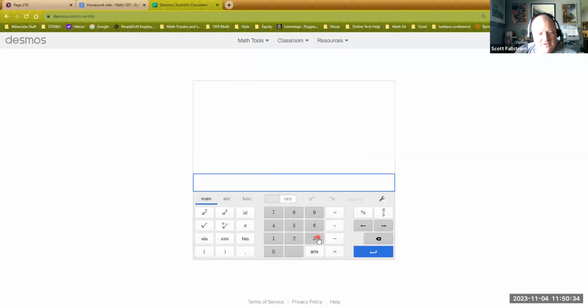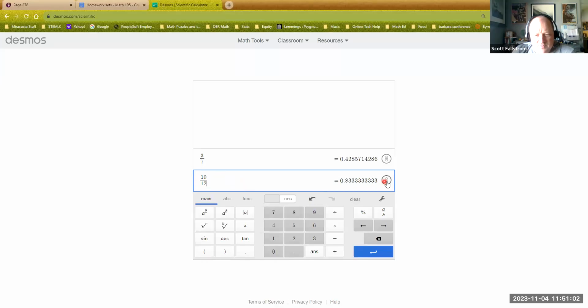Okay, let me try a scientific calculator. Let's see here. So if I did 3, ooh, there's a fraction button there. Okay, let me delete that, and I put 3, and then 7. And there it is. So in Desmos, if you see this little icon next to it, it will convert it to a fraction. So if you had 10 divided by 12, it'll write it as a decimal, but if you click this button, it will put it as a fraction in simplest form. So there you go.